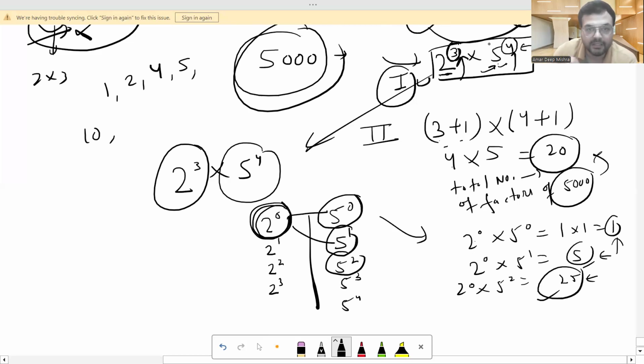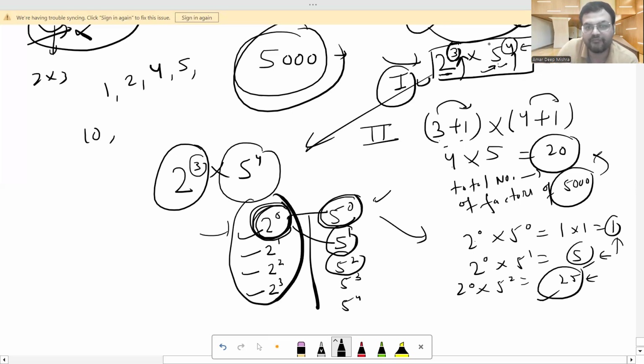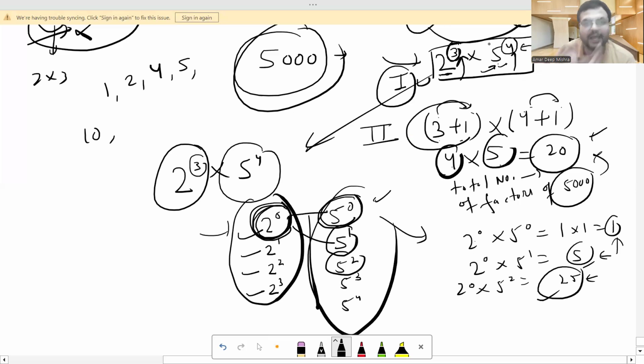Now understand here, because I have taken 2 power 0 and 5 power 0, that is why I have taken 3 plus 1 here and 4 plus 1 here. Because 2 power 3 indicates you start from 2 power 0, then you take 2 power 1, then 2 power 2, and then 2 power 3. Similarly for 5. So 4 values here, 5 values here. That is why 3 plus 1, 4, here, and 4 plus 1, 5, here. So 4 into 5, that is 20. I hope this point is clear.